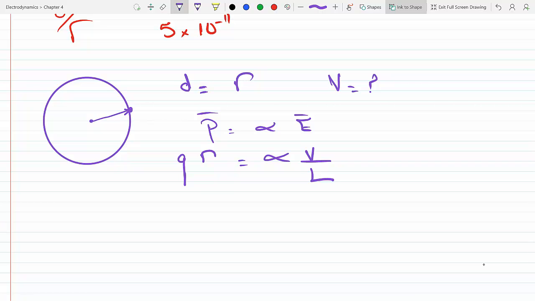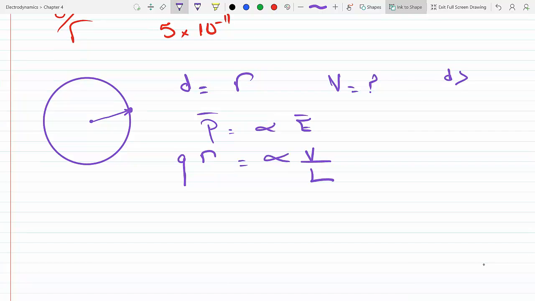Okay, so any d greater than or equal to r, that's when the electron would have escaped the electron cloud to make the hydrogen atom positively charged. That's when ionization takes place. So at the minimum, they're equal. Okay, so then V would equal LQR over alpha.